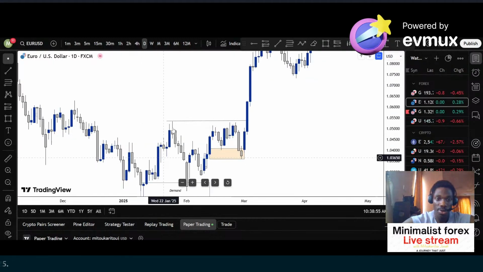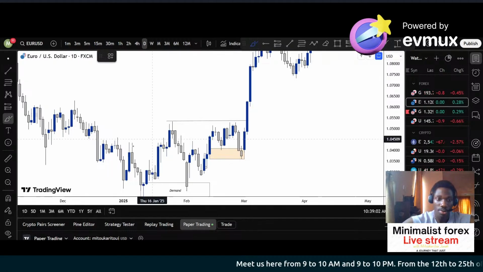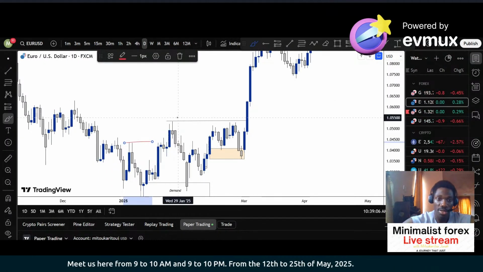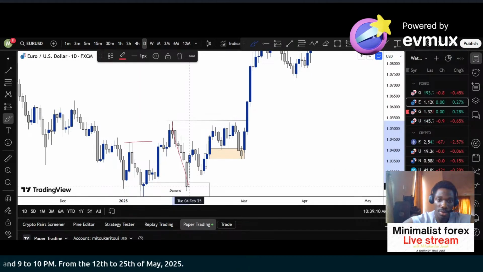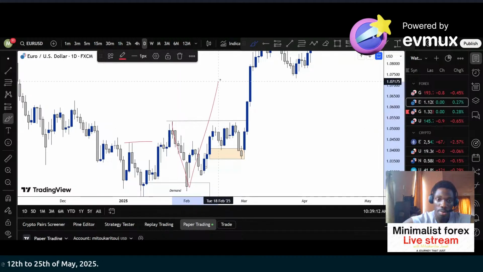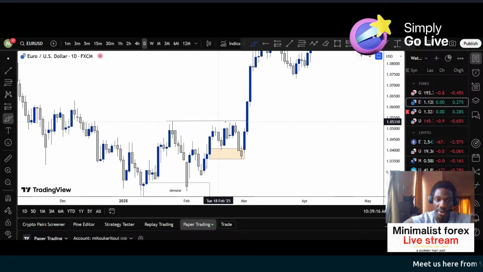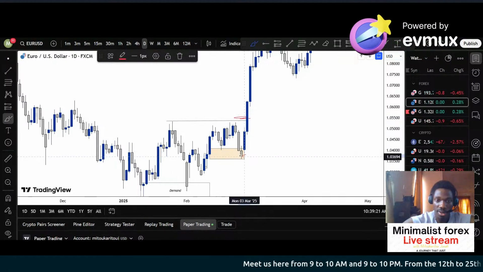On the daily time frame, price had broken this structure here. Price had broken this high. So we now know we are in a bullish market, right? And then price came back down to seek support to go up. But price never went up until it took out this high here. At what point did price take out the high? It took it out here. All right.